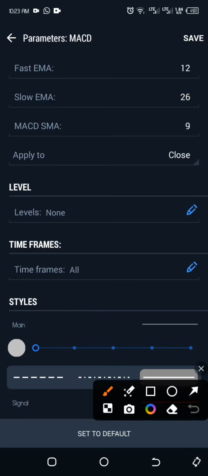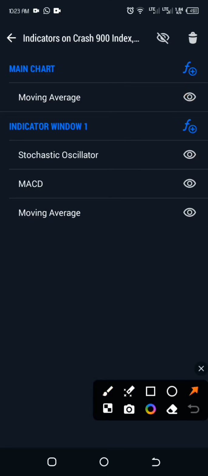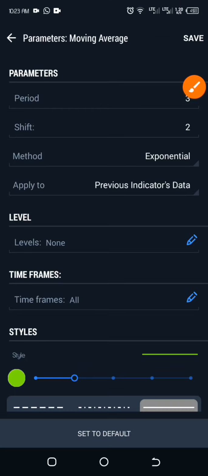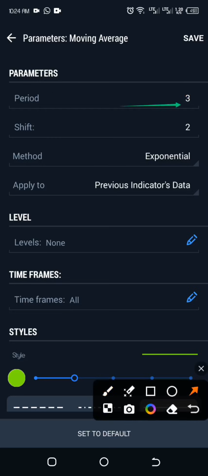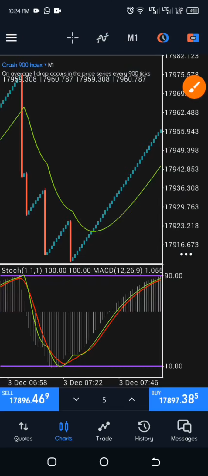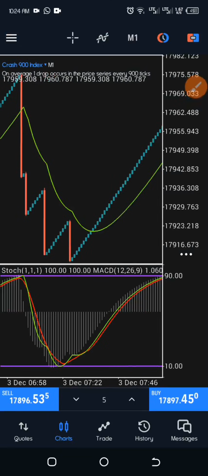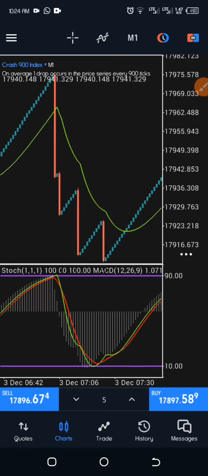Now moving on to the next indicator, which is the moving average again. To add this, we click on this F plus again, we search for moving average, and these are the parameters. Now the period is 3, shift is 2, method is exponential, apply to previous indicator's data, and for the style, use any color of your choice. Just make sure that it matches your main chart style, and then click on save. So that is the settings we are going to be using for this strategy. If you use the same color that we used, your chart is going to look like this. Just make sure you use any color of your choice, and make sure your chart looks exactly as you are looking at it right here.